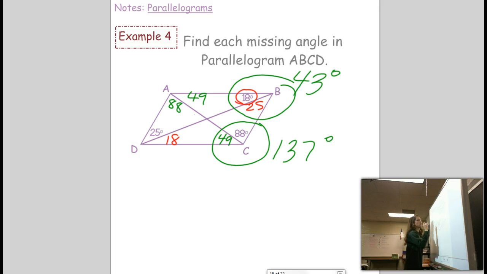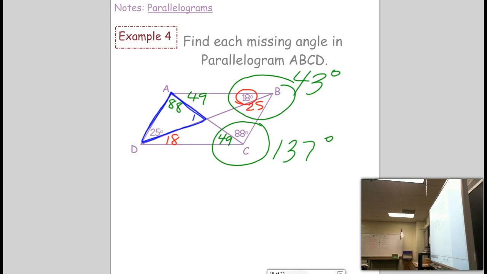Like, can you find angle 1? You know how many degrees are in a triangle? How many degrees are in a triangle? 180. So take this triangle and find the missing angle. Come on. Paige, what'd you get? Add them up.